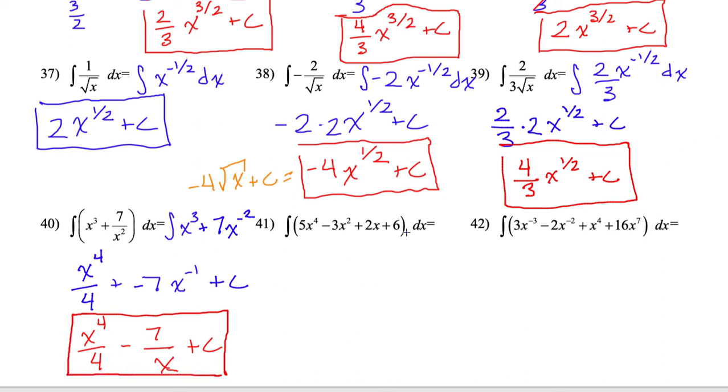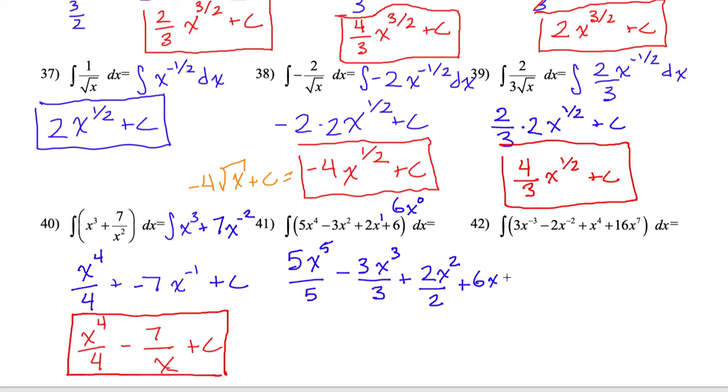Oh man, second to last problem. Here we go. Antiderivative. I don't need to change any of the forms from here on out, so it's going to go nice and fast. It's going to be 5x to the power of, it wasn't 4, it's 5. I added 1, divide down, 5. Minus 3x, it was to the power of 2, it's now to the power of 3, divide down by 3. Plus 2x, it was to the power of 1, now it's to the power of 2, divide down by 2. Plus 6x to the power of 0, and it's going to be 6x to the power of 1, or just 6x. And don't forget your plus c.